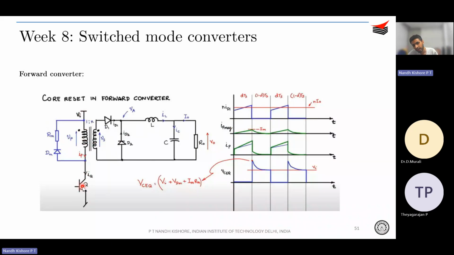Not in a buck converter. In a buck converter, the device is rated just for Vi, correct? But here you see that the device has to be rated for a much higher voltage because of this demagnetizing path. Right? But the advantage is the flux resetting will happen, core reset will happen.